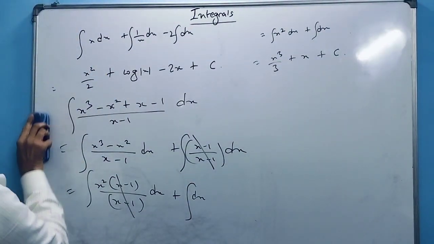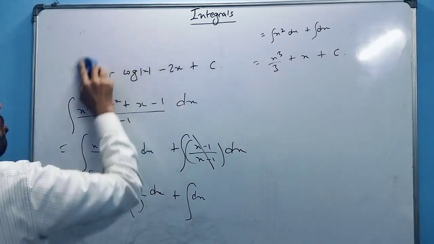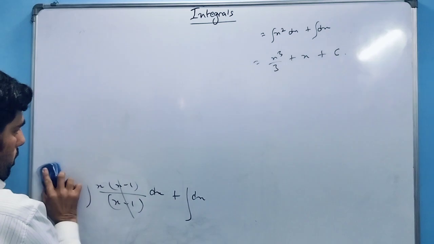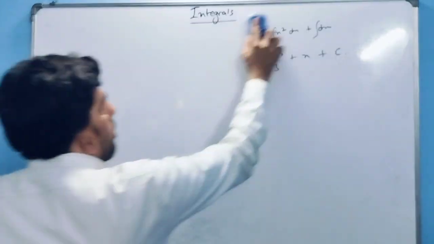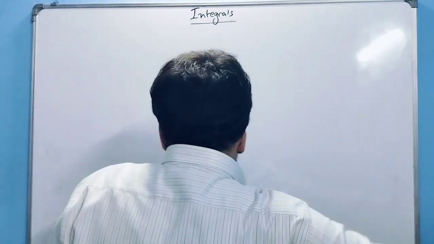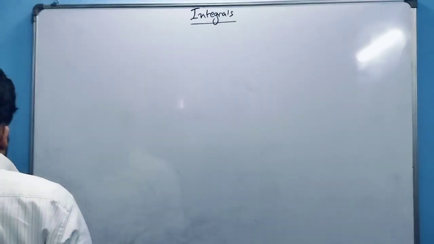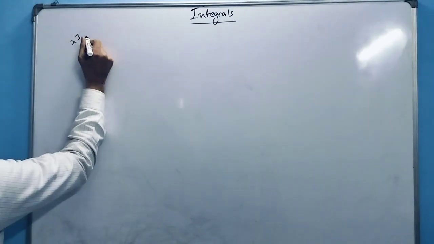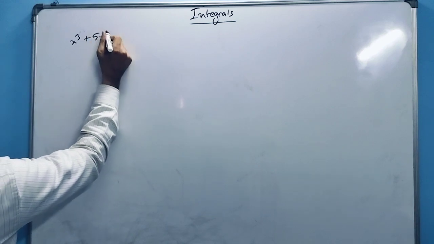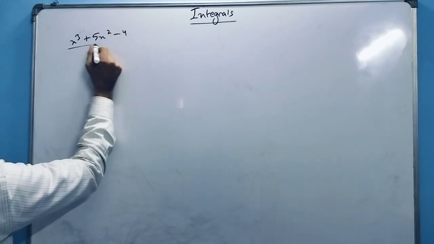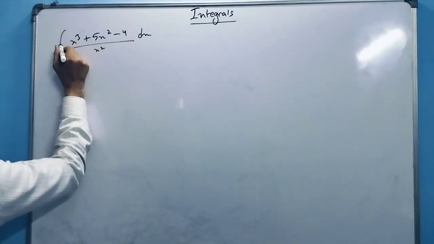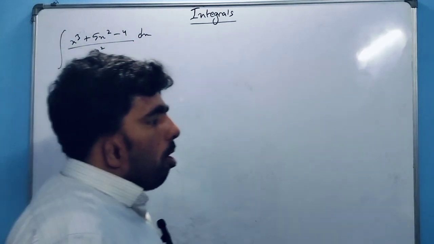Okay, so let us try to solve what the question is. Now the question we have, we'll try to solve that. The question is the integral of (x cube plus 5x square minus 4) upon x square dx. Okay, now how to solve it?